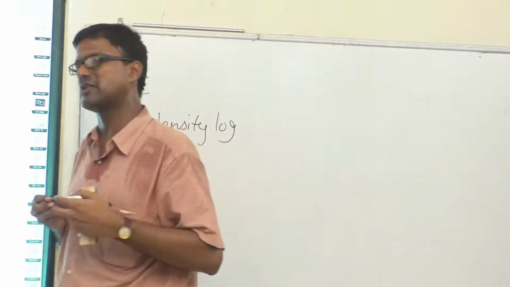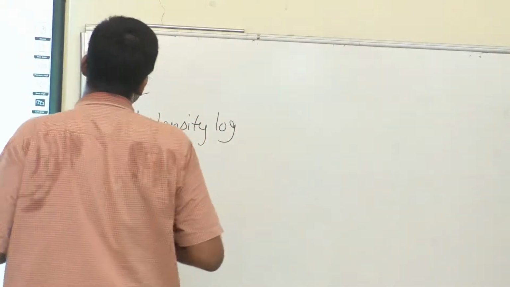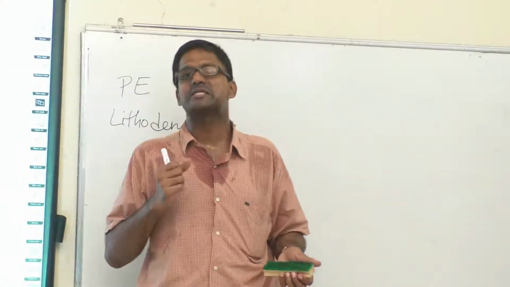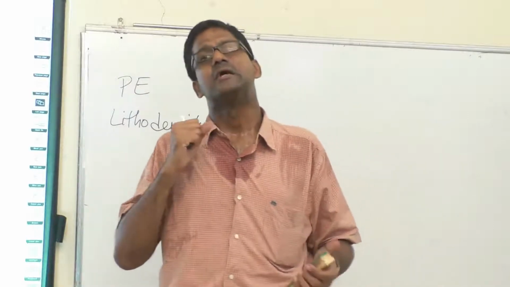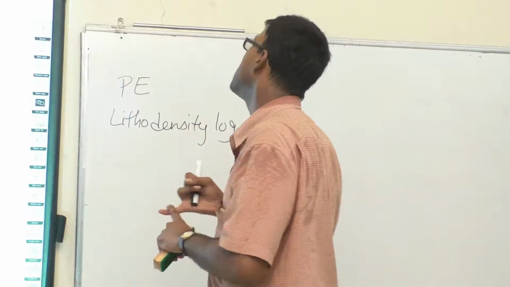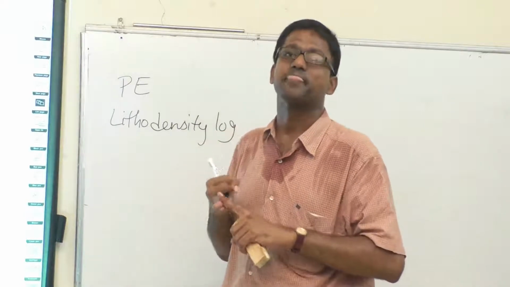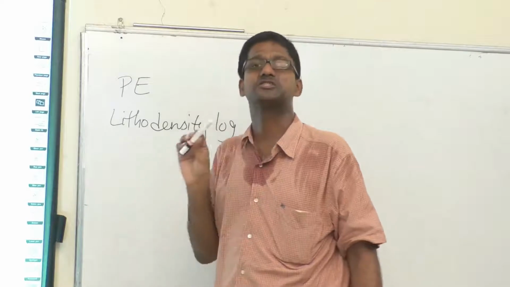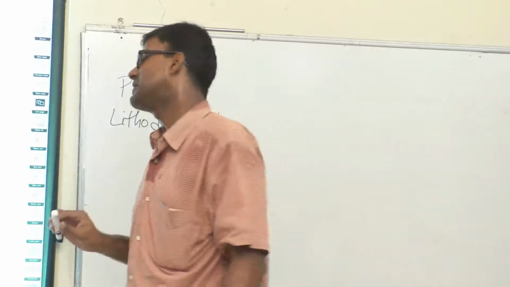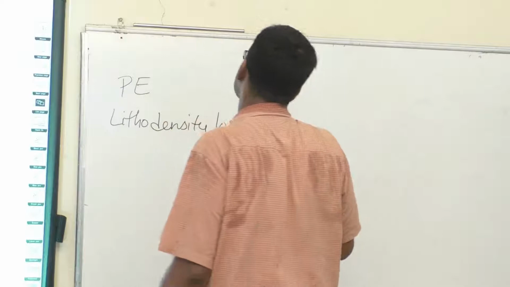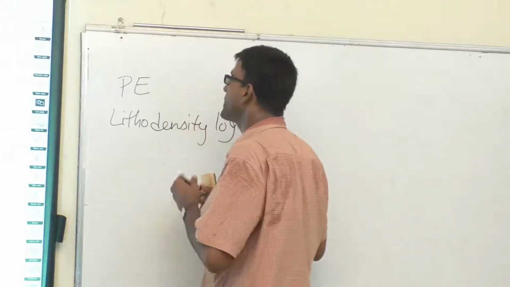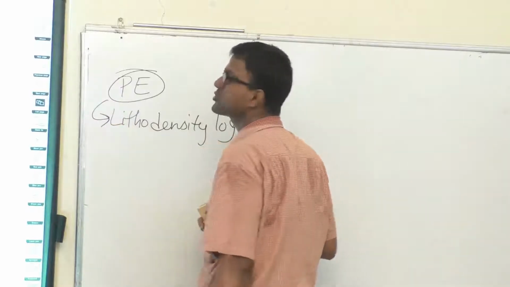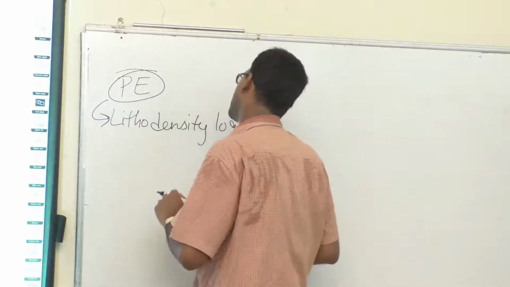the lithodensity log. Now, the basic difference between the density log and the lithodensity log is that the density log is affected by the lithology and also the porosity, whereas the lithodensity log is not affected by porosity. It is affected only by lithology. So this Pe measurement over here we get from the lithodensity log.